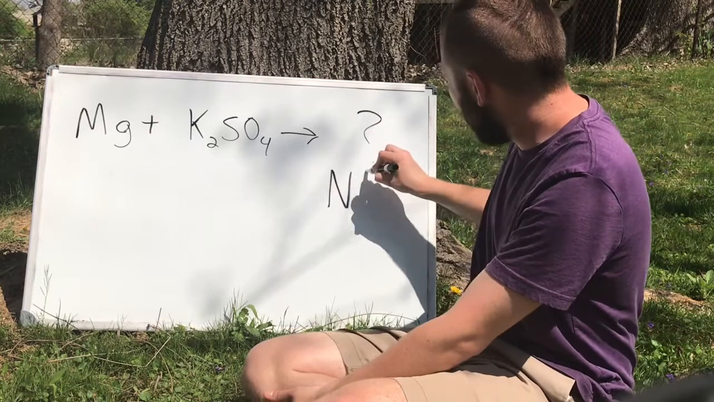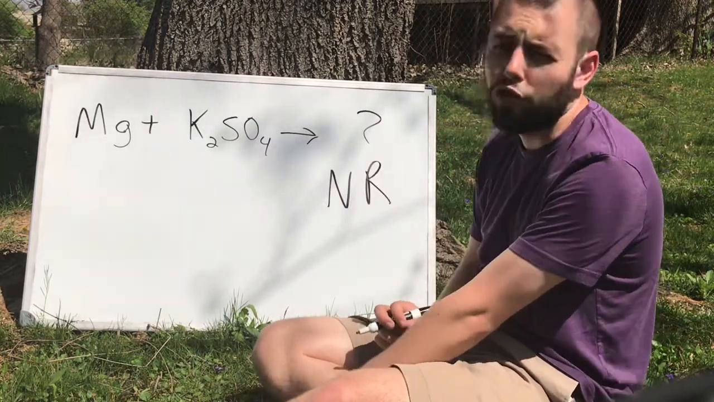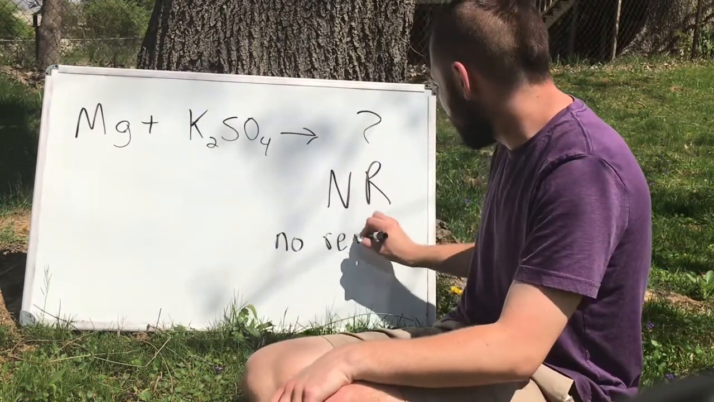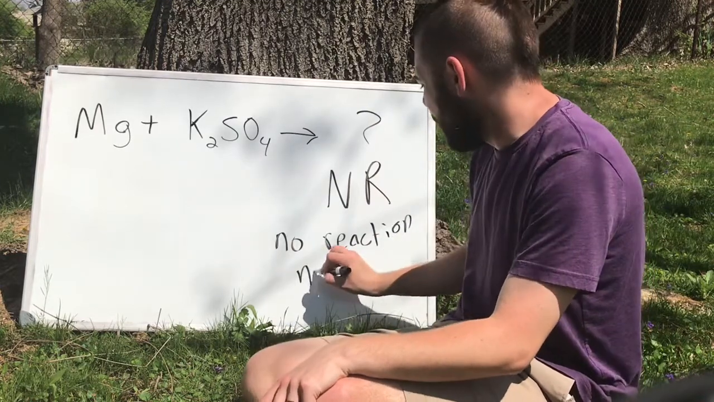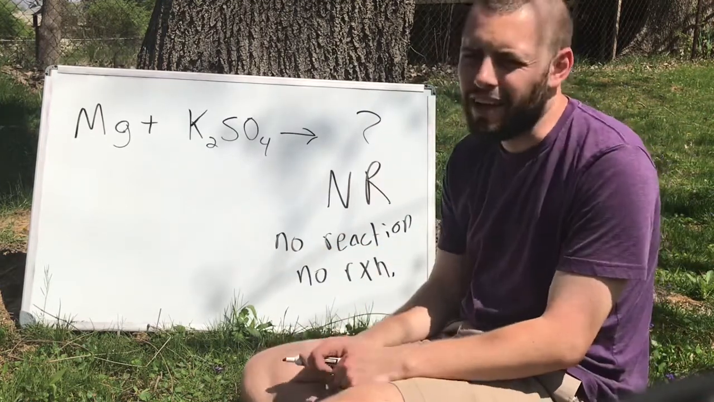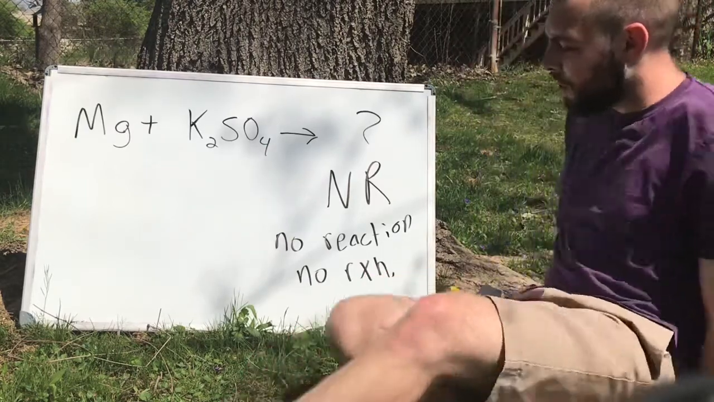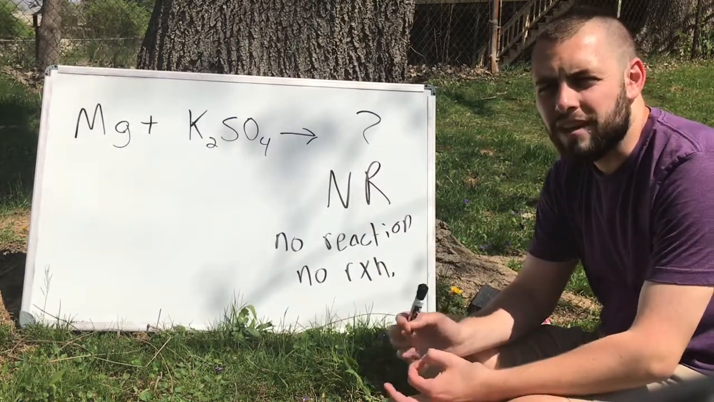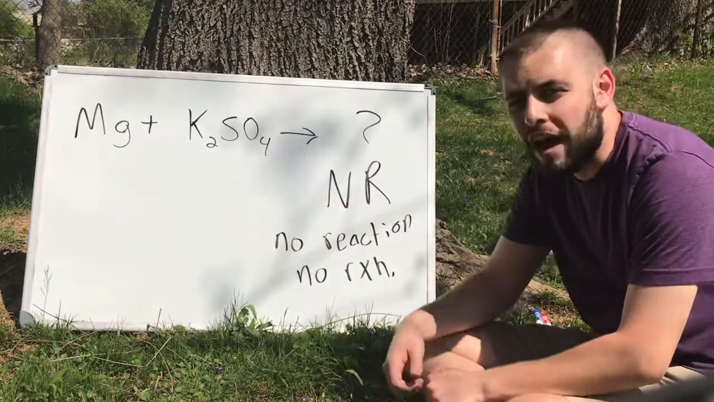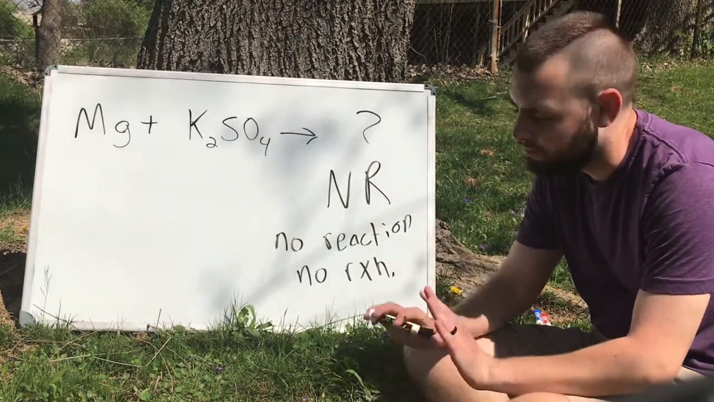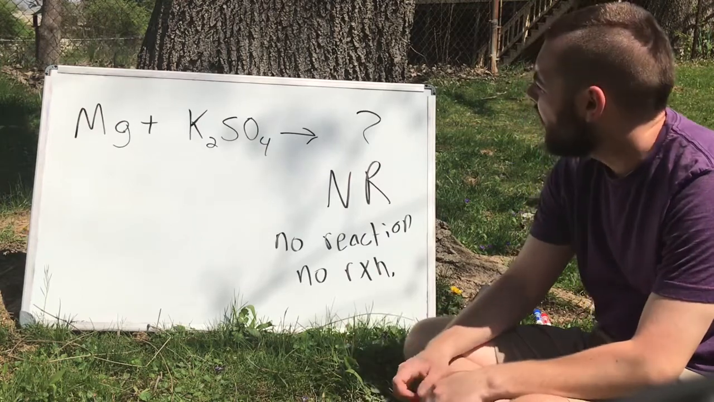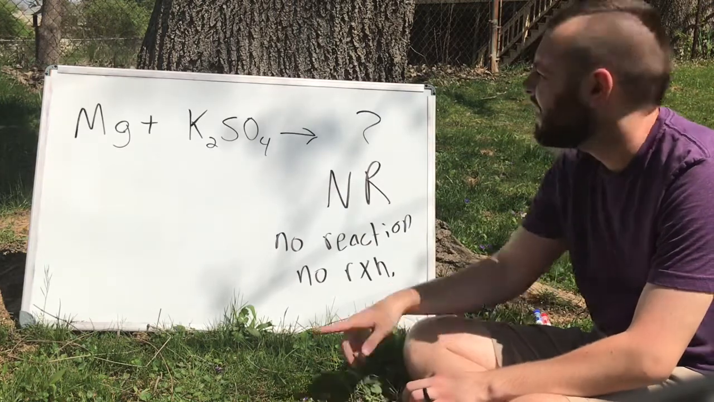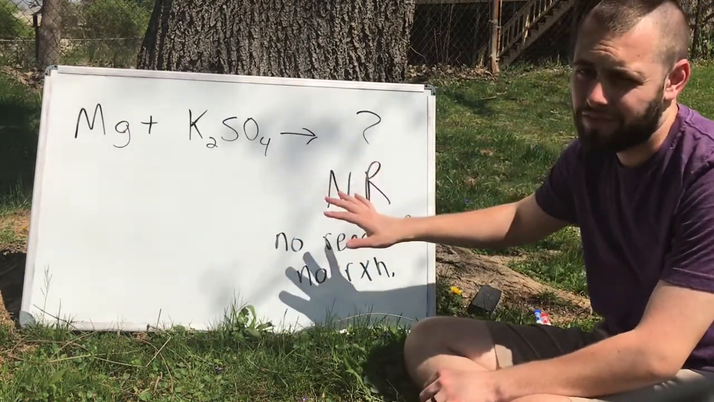I can put NR for no reaction. If you want to write the whole thing out too, whatever, that's fine. No reaction. Or no RXN. RXN for reaction. However you want to show me. Most of you are just going to put NR, but it's showing that nothing happened here. I can go ahead and try to mix the magnesium and the potassium sulfate. No reaction. Nothing's going to happen. So we definitely want to use that reactivity series anytime we're trying to predict a single replacement reaction.